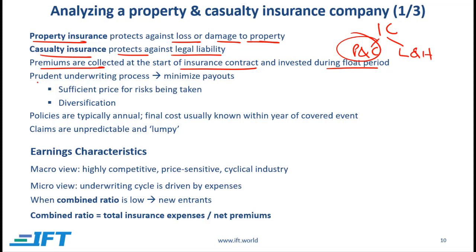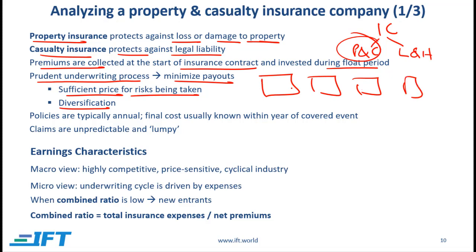Now, if we have a prudent underwriting process, this will mean very few payouts, or the intent of prudent underwriting is to minimize insurance payouts. As part of the underwriting process, the insurance company should ensure that there is sufficient price for risks being taken. So if high risk events are being insured, then obviously the premiums need to be high. Also, there needs to be diversification. So if all insurance contracts are written against the same risk, then diversification is low. On the other hand, if we have insurance contracts against different kinds of risk, then that would indicate that we have diversification.